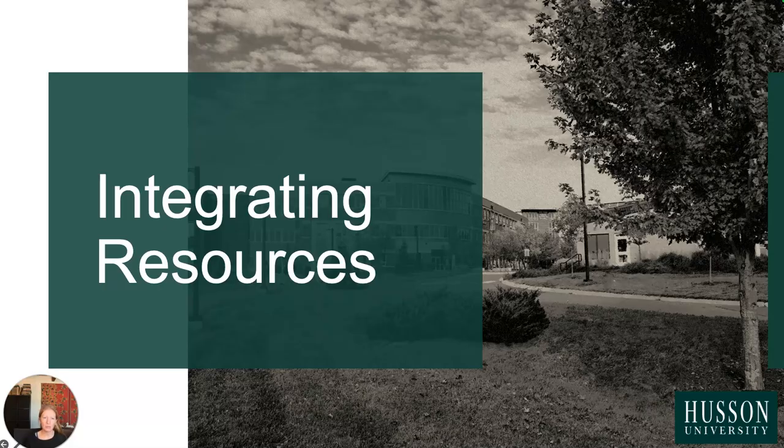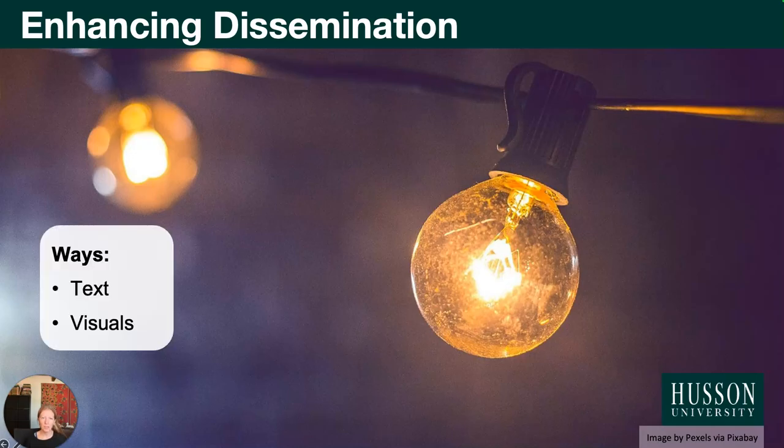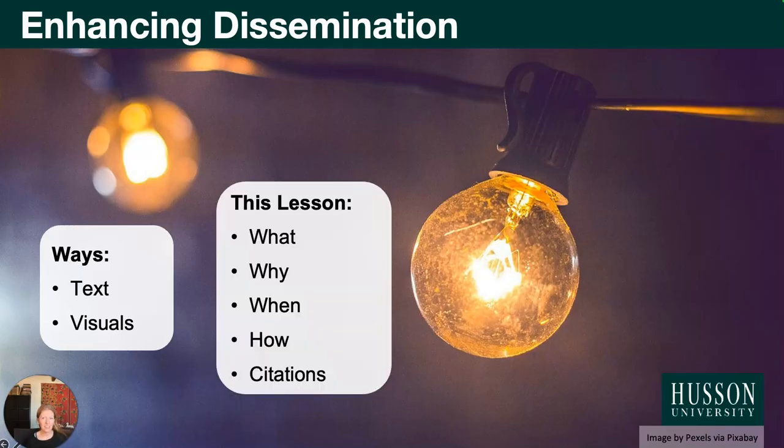In this lesson we will discuss integrating resources. There are two main ways for enhancing the dissemination of your work and ideas using external resources. The first is text. This includes citations of credible literature. The second includes visuals such as photos, videos, and general aesthetic. When using any of these enhancements, it's important to understand what to use, why, when, and how to use them, as well as how to properly cite the original source. In this video, I will cover each of these items, beginning with the use of text, followed by the use of visuals.